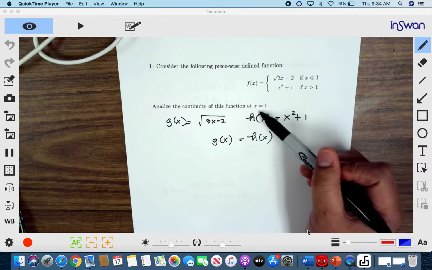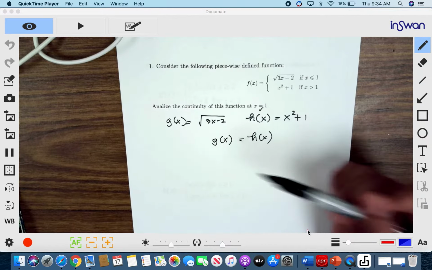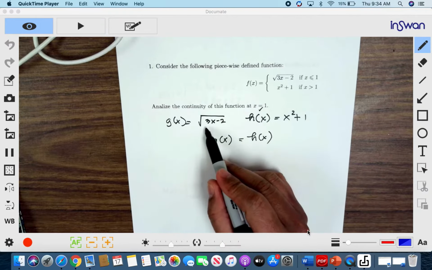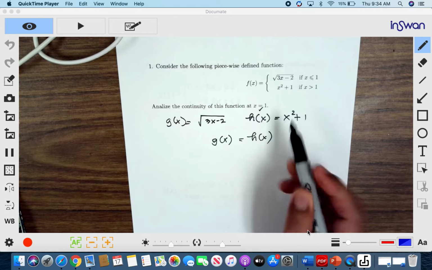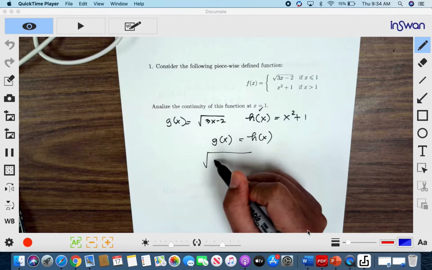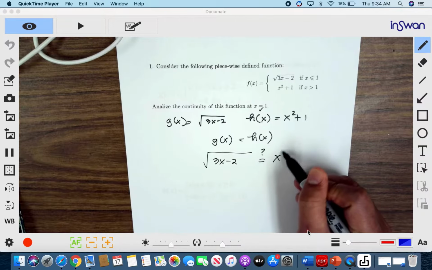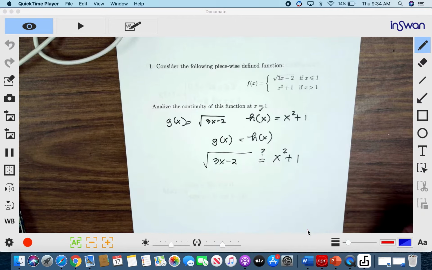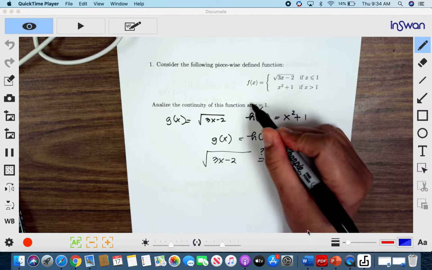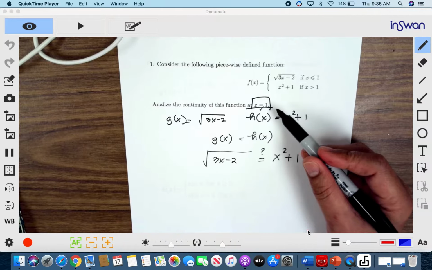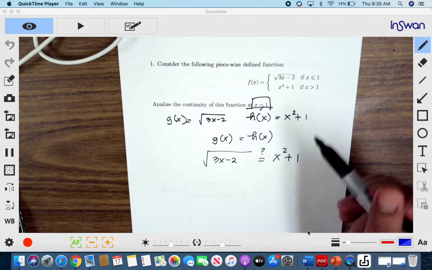Okay, now these are actually the y values and you are given the x values. So what you should do is to make the equations equal. So you have the square root of 3x minus 2 is supposed to be equal to x squared plus 1. I'm putting a question mark because I'm still not certain, because we are still trying to prove whether our function will be continuous at x equals 1. So what should we do here?